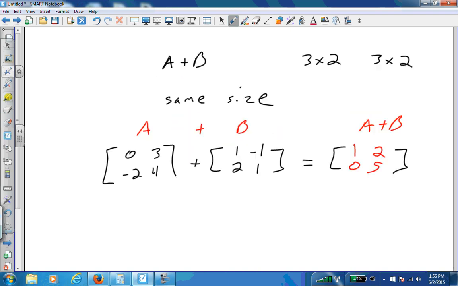Now we talked about addition. If we wanted to do subtraction of two matrices, subtraction and addition are basically the same thing. They're just opposites of each other, inverse operations. So if we're subtracting two matrices, we subtract the corresponding components. Zero minus 1, 3 minus a negative, so plus 1, negative 2 minus 2, 4 minus 1.